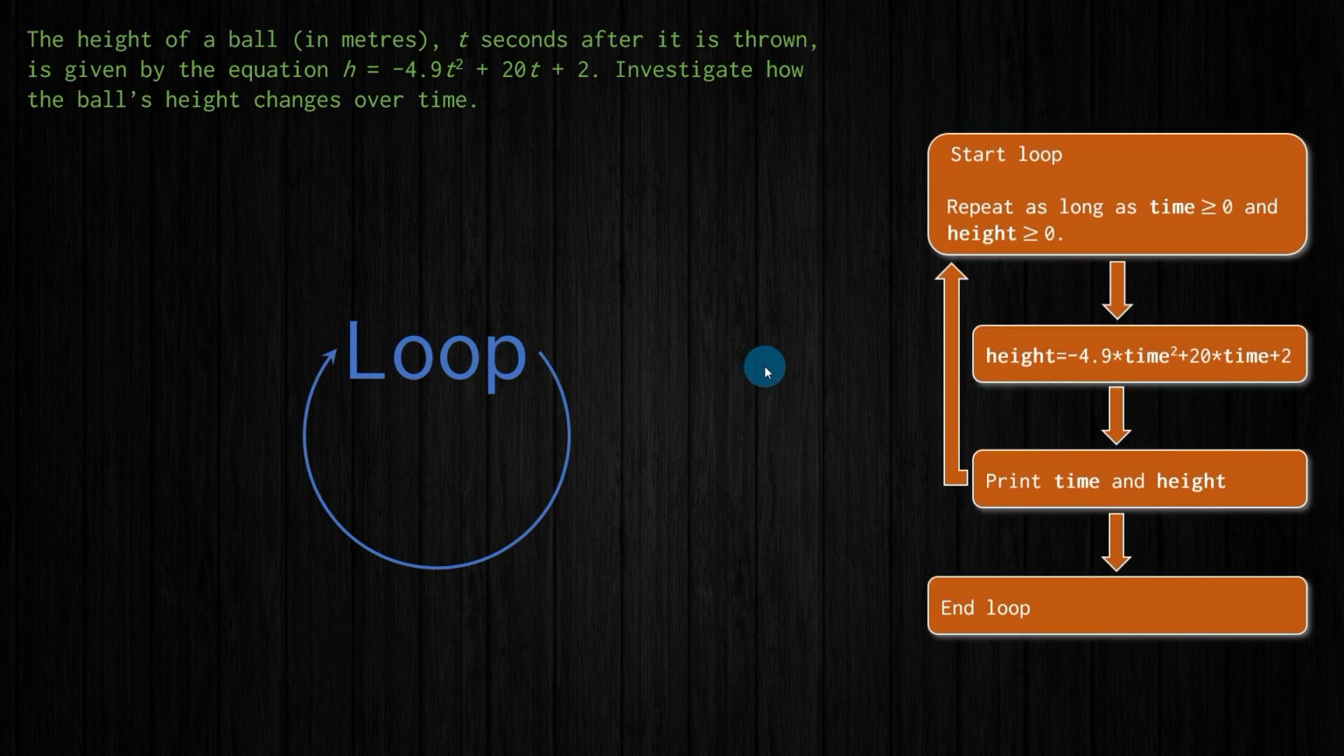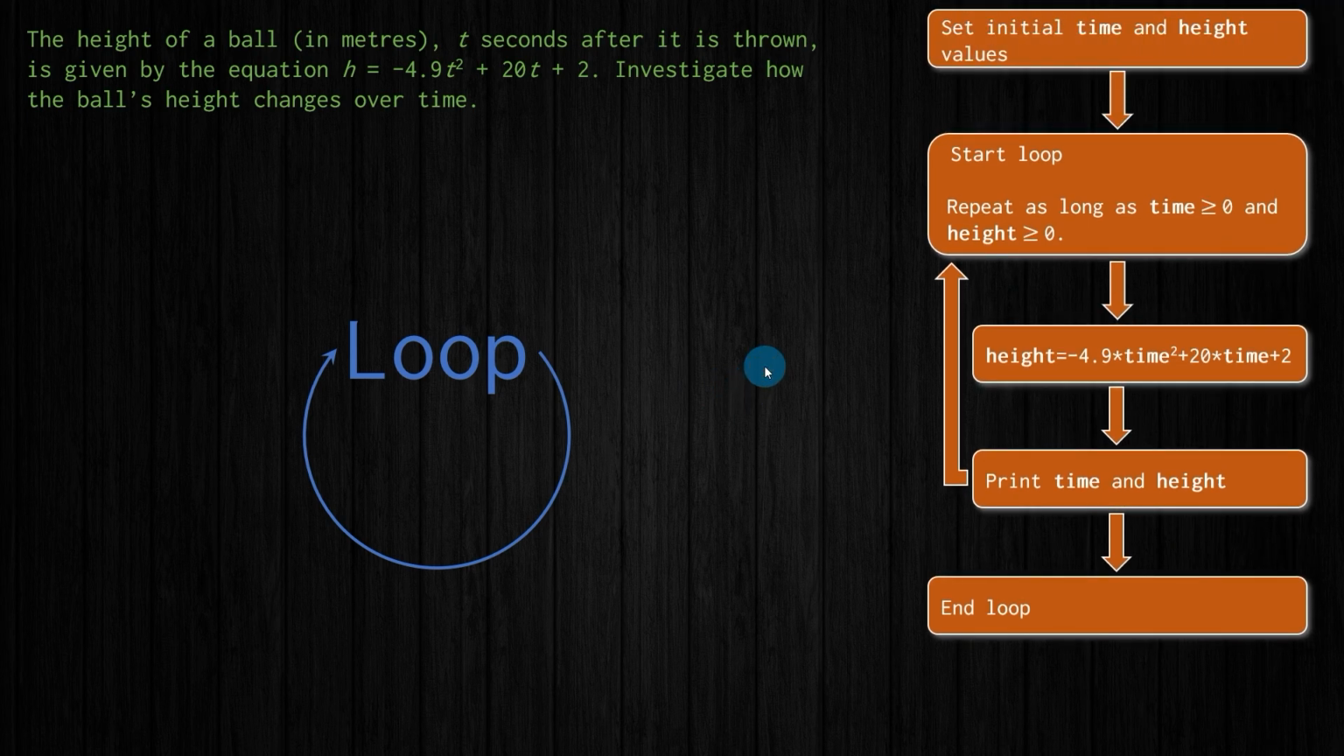I have to start by setting some initial values, and we'll just make it easy. We'll set the time at 0 to begin with. It's probably what we're interested in. And we'll just set the height at 0 as well. The height will be updated very soon once that loop starts.